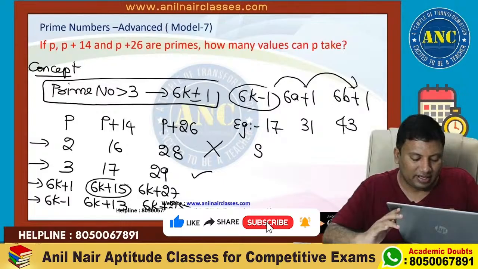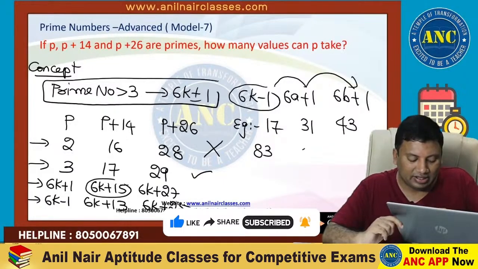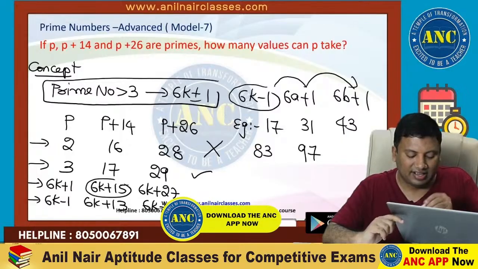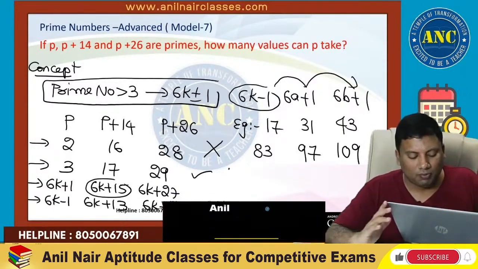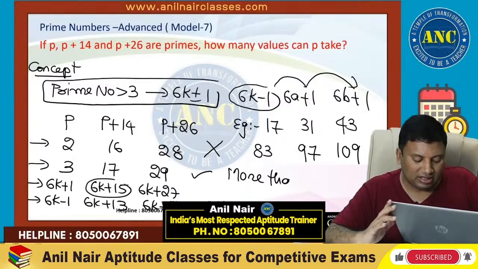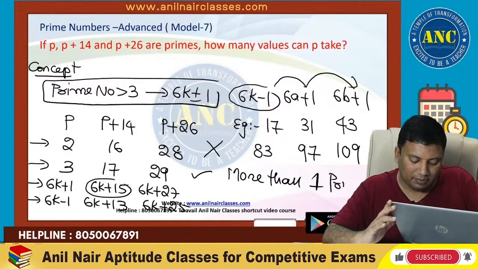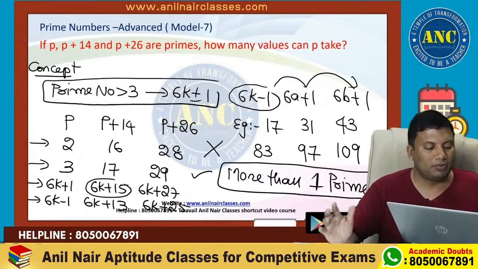If it is 83, 6 into 14 minus 1. 83 plus 14, 97. 83 plus 26, 109. There exists more than one prime number which will satisfy this triplet. This is the most repeated type in prime numbers, sir. Model number 7. More than one prime numbers possible.